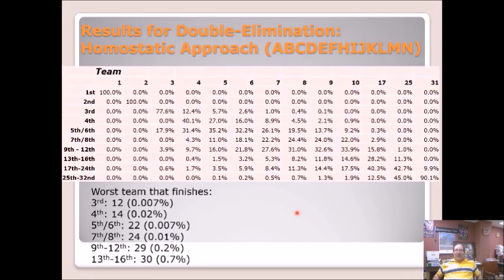We're going to start with the 32-team double elimination tournament with a homostatic approach. So that means it's going to be A, B, C, D, E, F, G, H, I, J, K, L, M, N. Here's a whole bunch of numbers that you can see. A couple things that we're looking at here. I've looked at the outcome for the simulated tournament, and I've looked at how likely a given team is to show up in a given position. A couple of the assumptions that go into the modeling: first of all, there are teams of 32 different qualities, and they go into the brackets randomly.